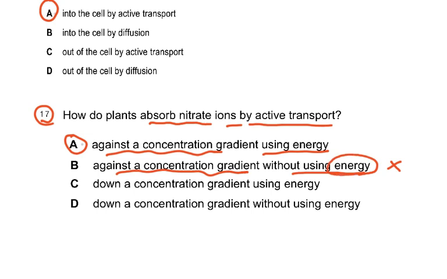Down a concentration gradient, no, it is never. It's against the concentration gradient. So down the concentration gradient is only in diffusion. And in osmosis, it is from a higher water potential to a lower water potential.